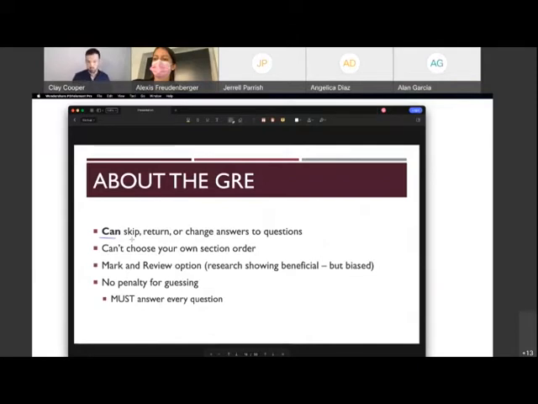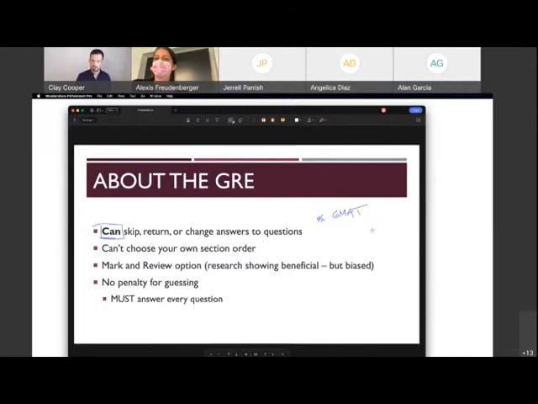Like, what is it actually like as I'm taking it? It's important to note that on the GRE, you can skip, return, or change your answers to questions within a given section, right? So within one section, I can skip around, I can go back to questions, I can change my answers. That's important to note because that is dissimilar to the GMAT, for instance.